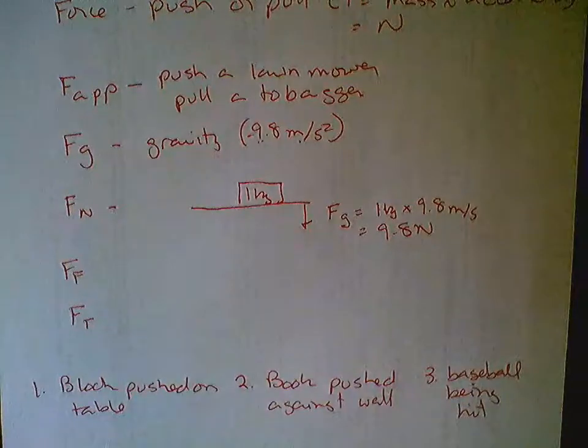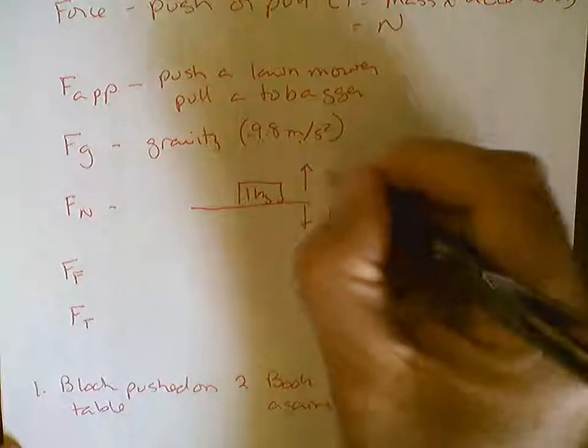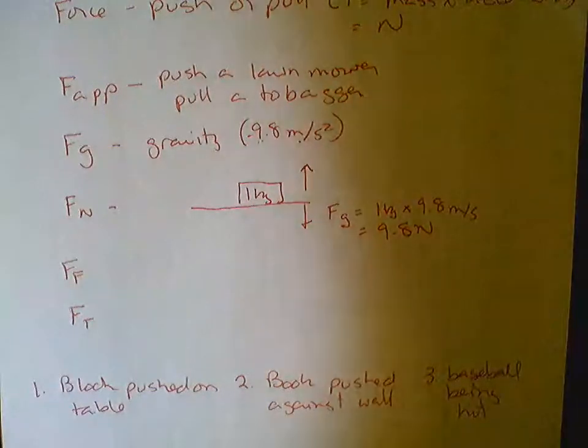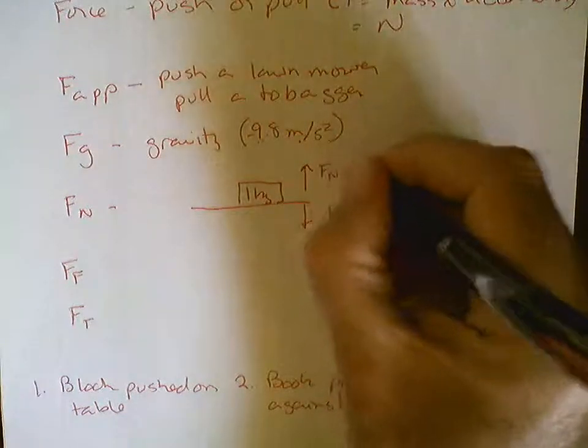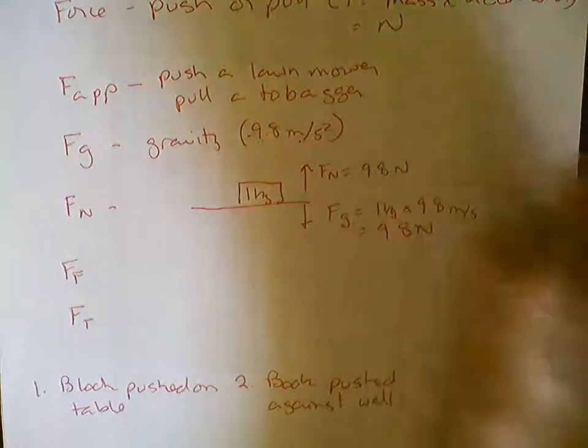A normal force is an equal and opposite force. So what we're going to find out in this unit is that forces work in pairs. For every force, there is an opposing force to it. So the normal force would be 9.8 newtons in the opposite direction.